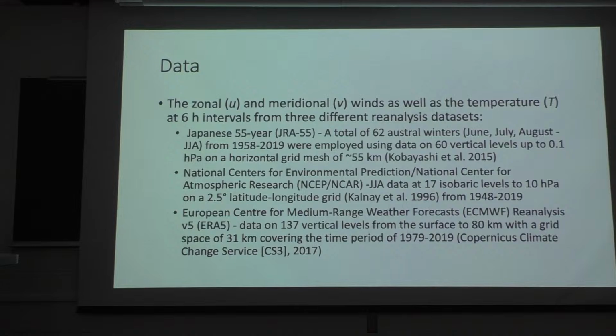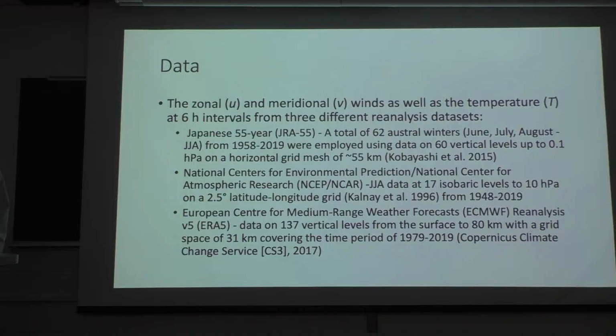The data that we used was the zonal and meridional winds, as well as the temperature at 6-hour intervals from 3 different reanalysis data sets. The first one was the Japanese 55-year data set. We used a total of 62 austral winters, June, July, and August, from 1958 to 2019. We used 60 vertical levels up to 0.1 hectopascals on a horizontal grid mesh of 55 kilometers.